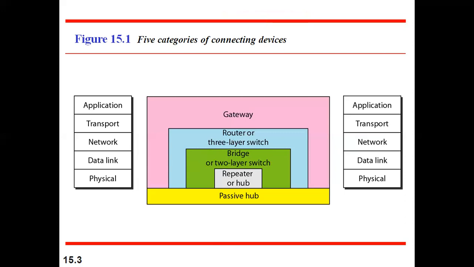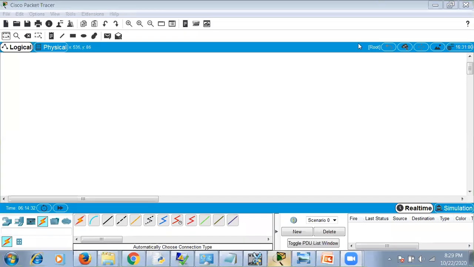Now we'll see the Cisco Packet Tracer. First we'll see two PCs and a hub, then a switch, then two PCs to a router. When the Cisco Packet Tracer is open, you'll get a window like this. So this bottom place is where you have all these connecting devices.